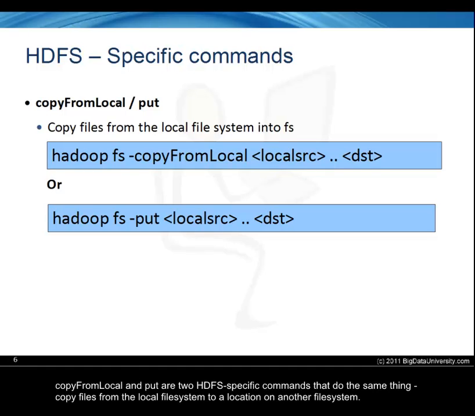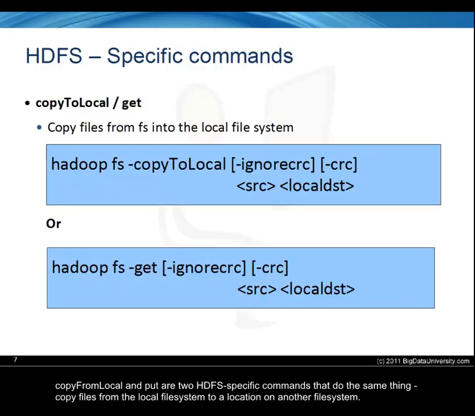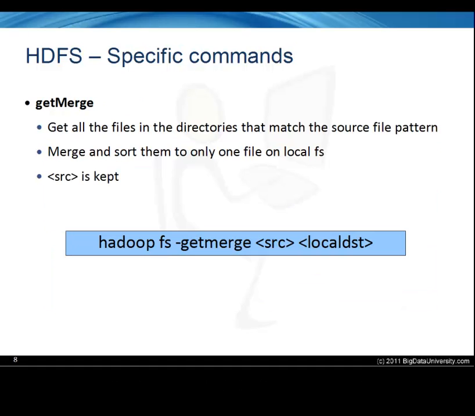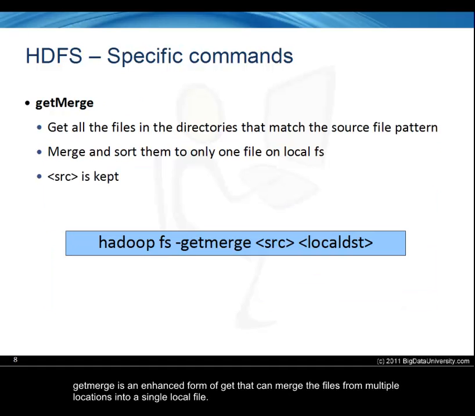copyFromLocal and put are two HDFS specific commands that do the same thing. Copy files from the local file system to a location on another file system. Their opposite is the copyToLocal command, which can also be referred to as get. This command copies files out of the file system you specify and into the local file system. getmerge is an enhanced form of get that can merge the files from multiple locations into a single local file.